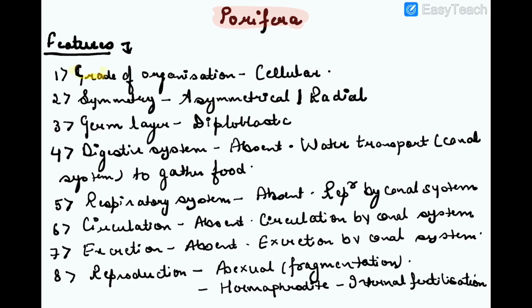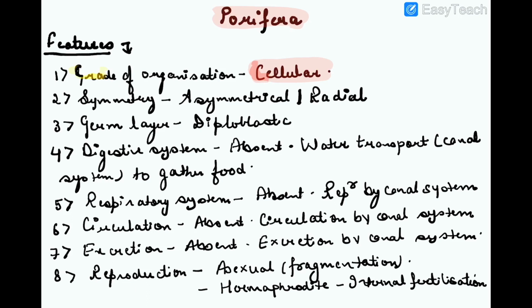Grade of organization. They have cellular level of organization. It means there are only cells. Cells are not aggregated to form tissues, and tissues are not aggregated to form organs.